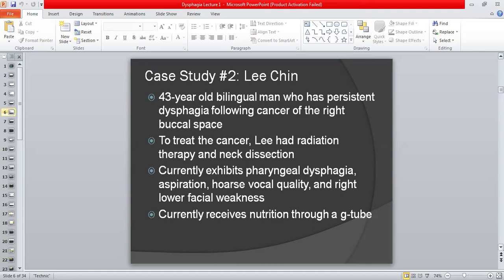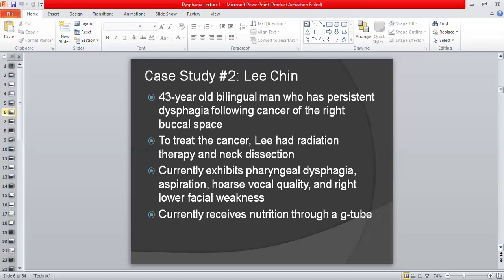And his swallowing challenges arise because of a cancerous condition of the right buccal space. So within the oral cavity on the right side and the buccals, Lee developed carcinoma or cancer. As a result, his oral volume or his oral cavity is actually narrowed, number one, and must imagine the pain that cancer causes.